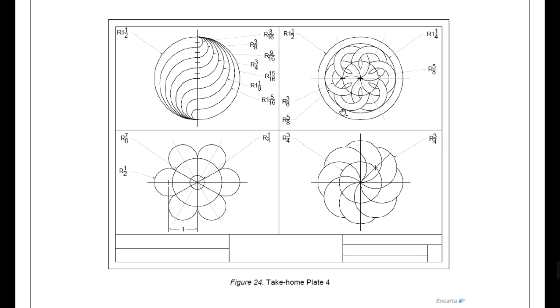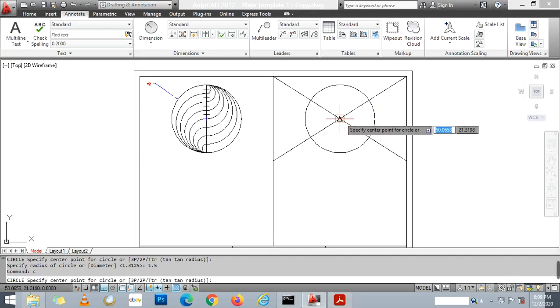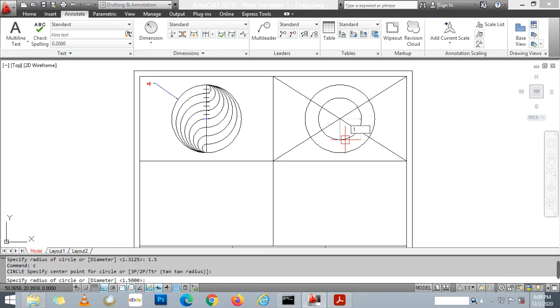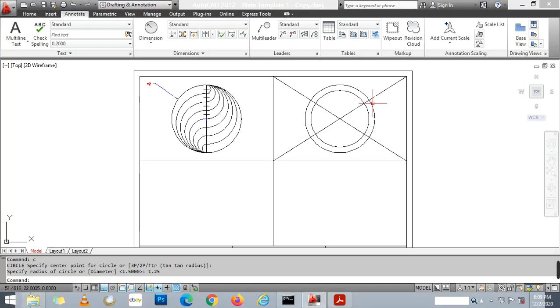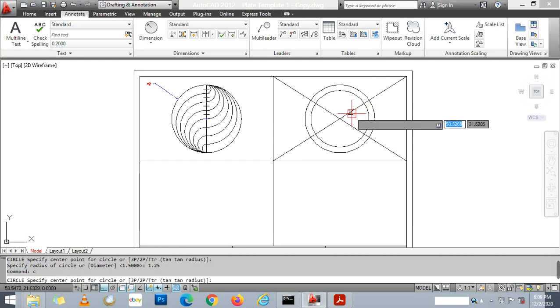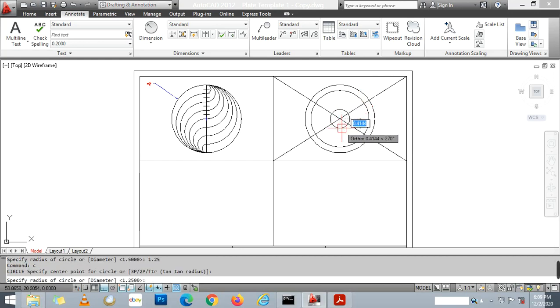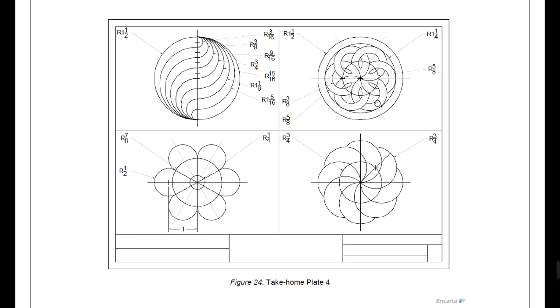Then next, this circle, we can see here 1 1/4. 1.25. Then this small circle, 5/8. So you need to review how to read the dimension on your ruler. 5 divided by 8.